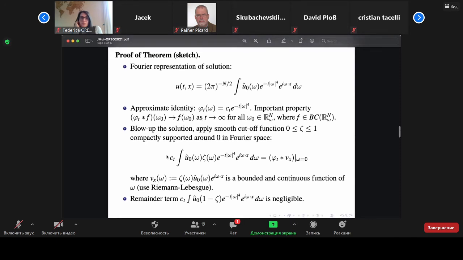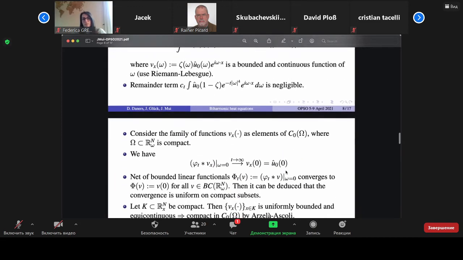So now we multiply our solution by the blow-up factor, and then we also cut off in frequency space. We have this zeta of omega function that is a smooth cutoff function, supported around the low frequency, so around 0. And this integral can then be interpreted as convolution with this phi t approximate identity evaluated at omega equals 0. And then the remainder term is not so important. We show that it converges to 0.